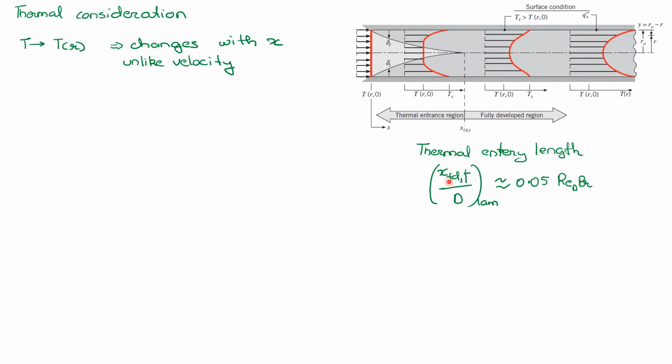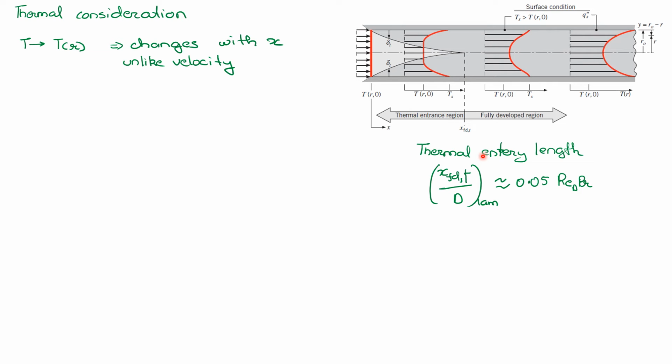And again, the thermal entry length relation for a laminar flow for our thermal consideration will be 0.05 times Re, the Reynolds number, times the Prandtl number. So we have the Prandtl number here, and note that the thermal entry length here has a subscript T, which stands for thermal.